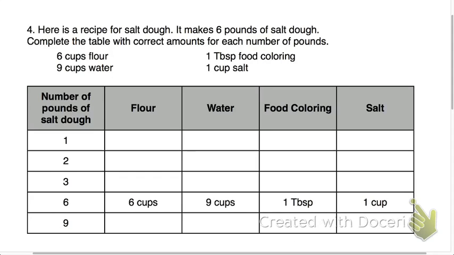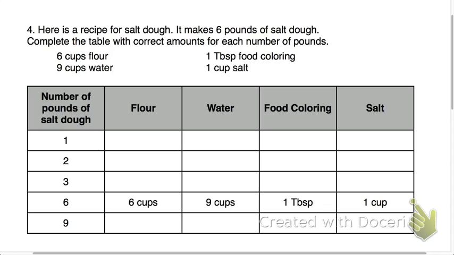Alright, this one. Here's a recipe for salt dough. It makes 6 pounds of salt dough. Complete the table with the correct amounts for each number of pounds. So I think I'm going to start out with 3 pounds because that's half of 6 pounds, and that seems like an easy number to figure out.